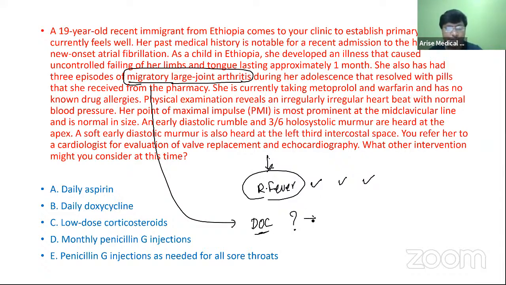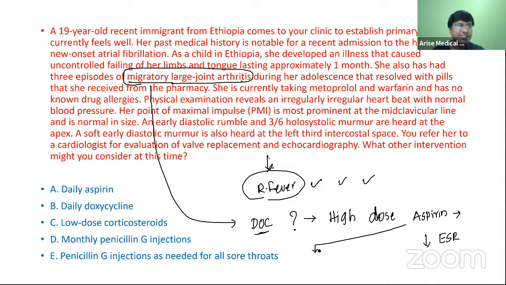So the drug of choice for migratory large joint arthritis, very good. You need to give high dose aspirin, and this high dose aspirin should be given until the ESR is normalized. And in those individuals who are refractory to aspirin, that means if this migratory large joint arthritis is not responding, in such a clinical scenario, the patient can be given corticosteroids.